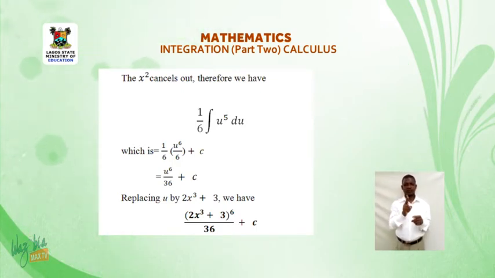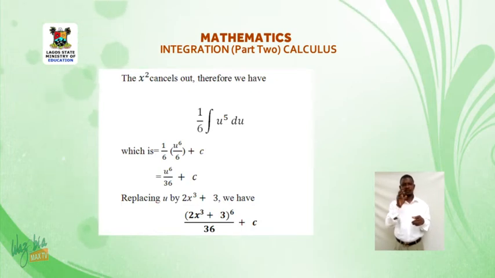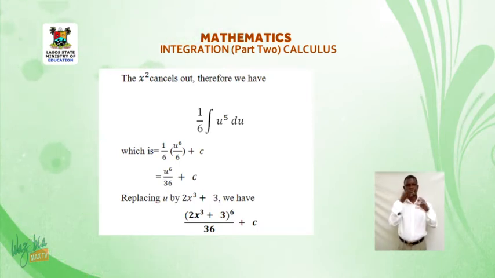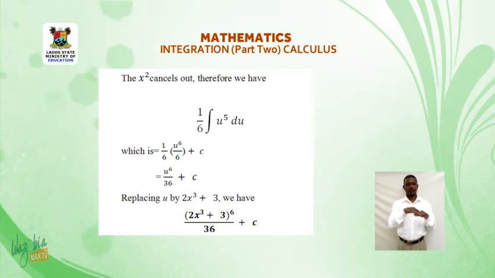Replacing u by 2x cubed plus 3, we have (2x cubed + 3) all raised to the power 6 all over 36 plus c.